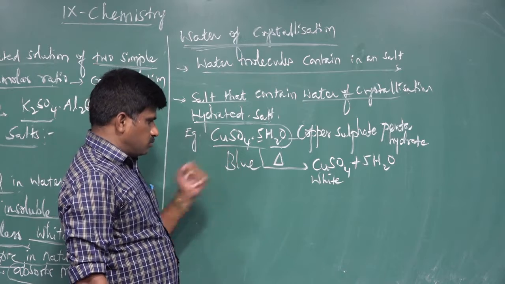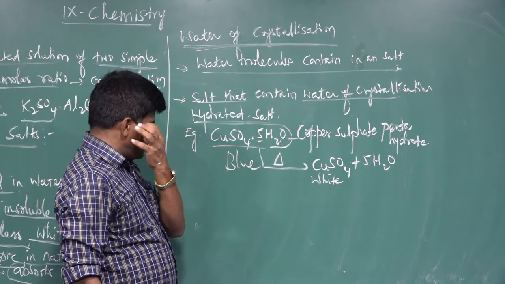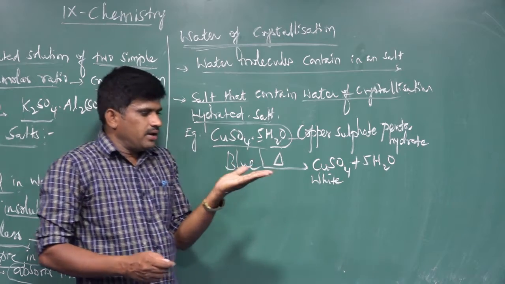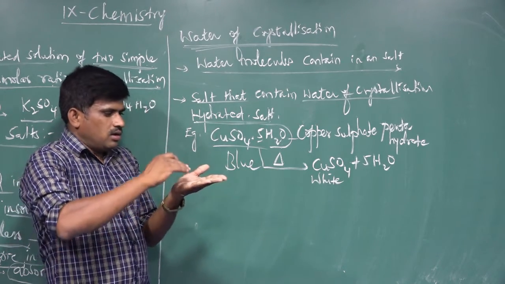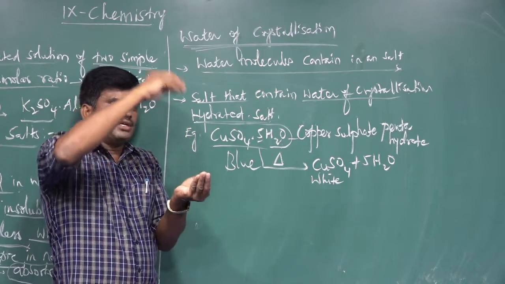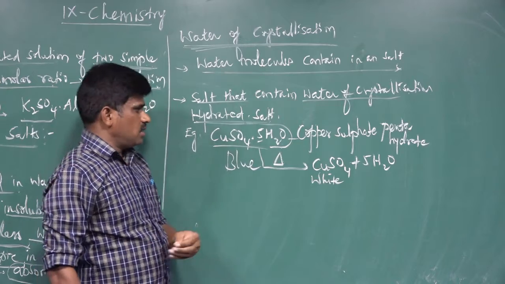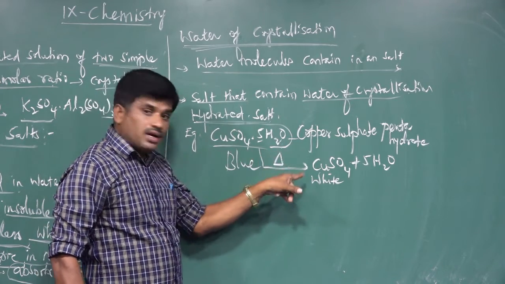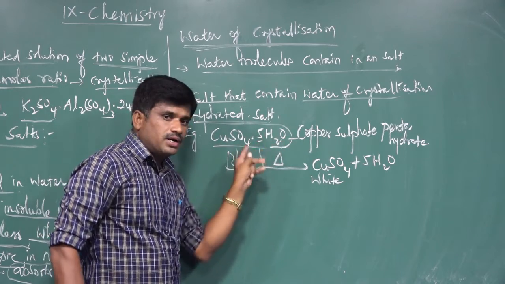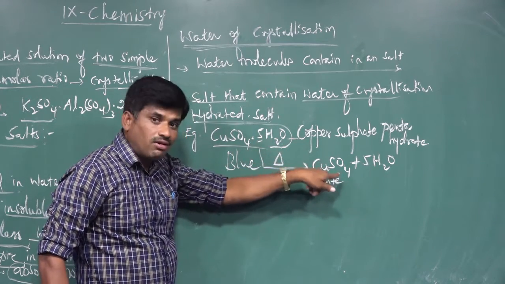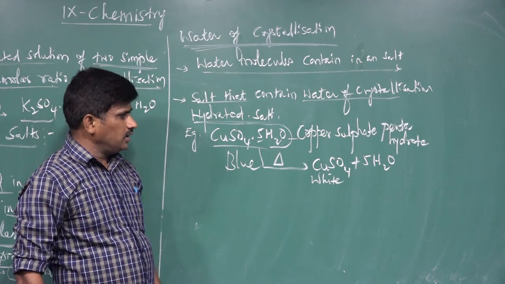Generally, copper sulfate is blue in color. It is crystalline in nature, blue color crystal. When copper sulfate salt is taken in a test tube and heated, the 5 moles of water molecules are evaporated. After evaporating, when we look at the copper sulfate, the blue color will disappear. Now the salt is white in color. That's what I am telling.